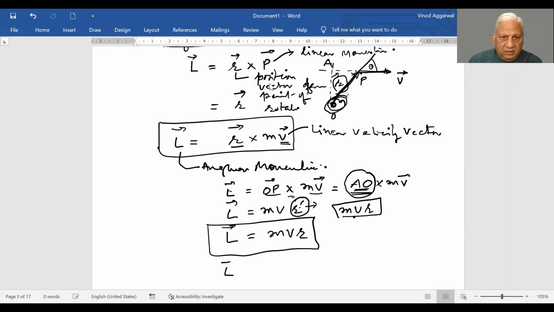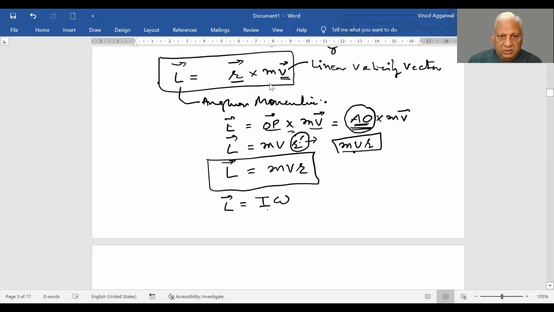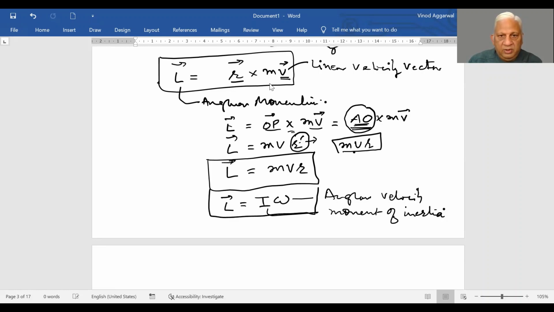L is also defined as I omega. And what is I? I we have already seen. I is called moment of inertia. Omega is the angular velocity. So you can define angular momentum in two forms. This is when you're talking about linear velocity, and this is when we are talking about rotational angular velocity.